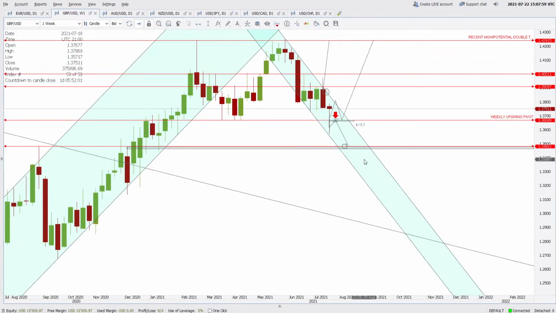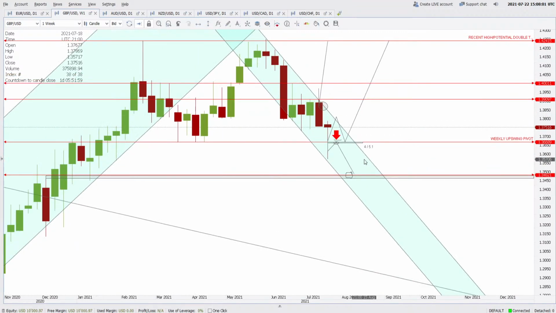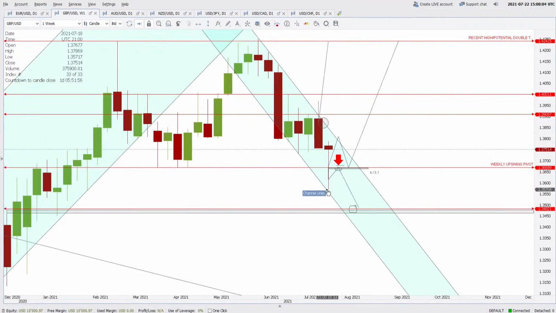But see how the weekly candle is trying to become a bullish pin bar here. This candle has a low at around 1.3571 and a high at around 1.3786. So it is almost 200 pips of candle, and tomorrow is still a trading day. So if it continues rising tomorrow also, then it can give you a very beautiful bullish pin bar, and that too at the weekly upswing pivot.